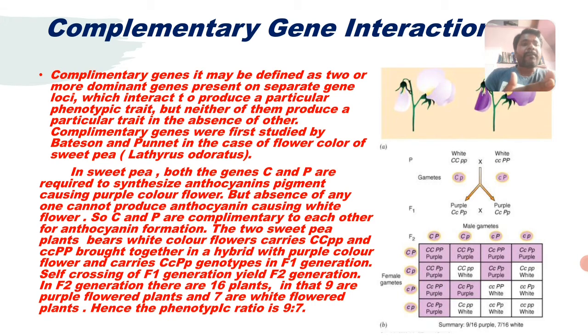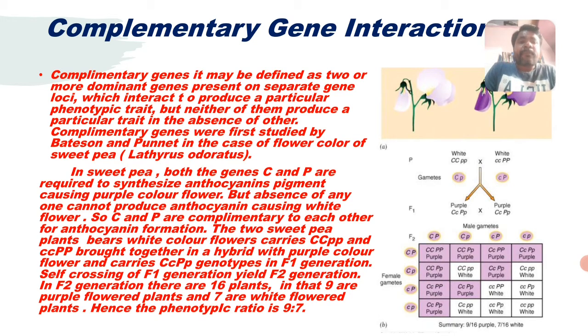If the white color flower is there, it consists of the two dominant characters, one capital C and the other small p, present in separate plants, on separate chromosomes. During crossing they are brought together in a hybrid, where both capital C and capital P are present in a single plant, which synthesizes the pigment anthocyanin, which brings the purple color in the flower of the sweet pea plant.